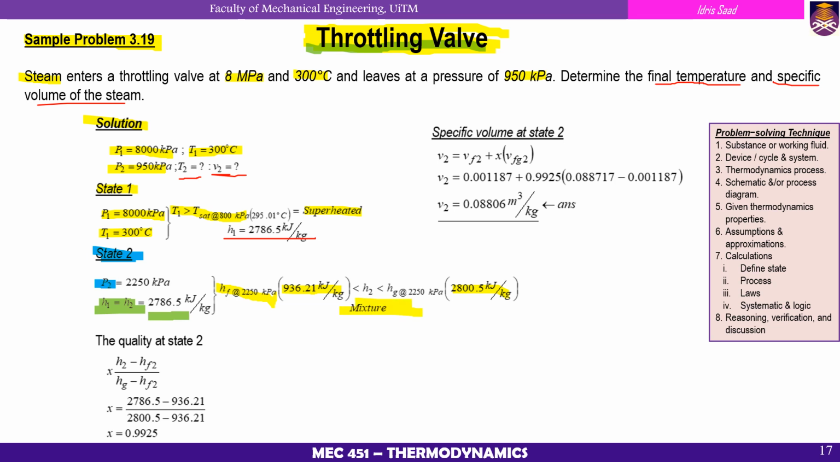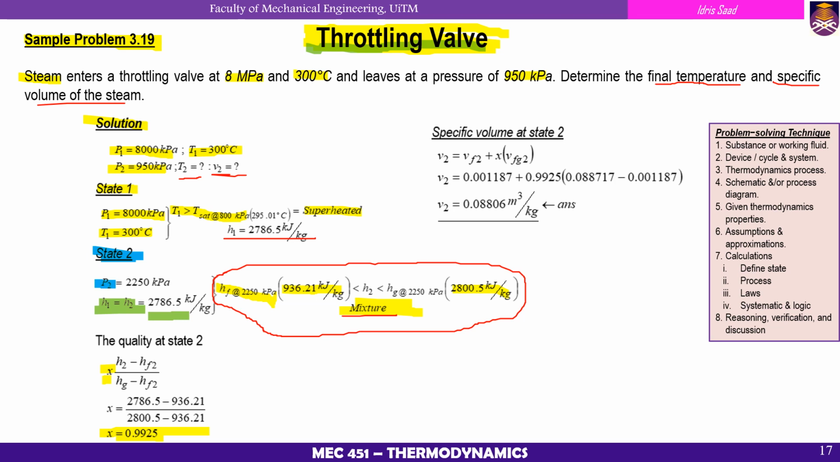Please refer to chapter 2, properties of pure substance, to really understand what this means. Okay, so we know that it is in the mixture region. Then we have to determine the quality. The quality is equal to H2 minus HF2 divided by Hg minus HF2. So put in all the data, which we can easily get from the property table. Now we can get X is equal to 0.9925.